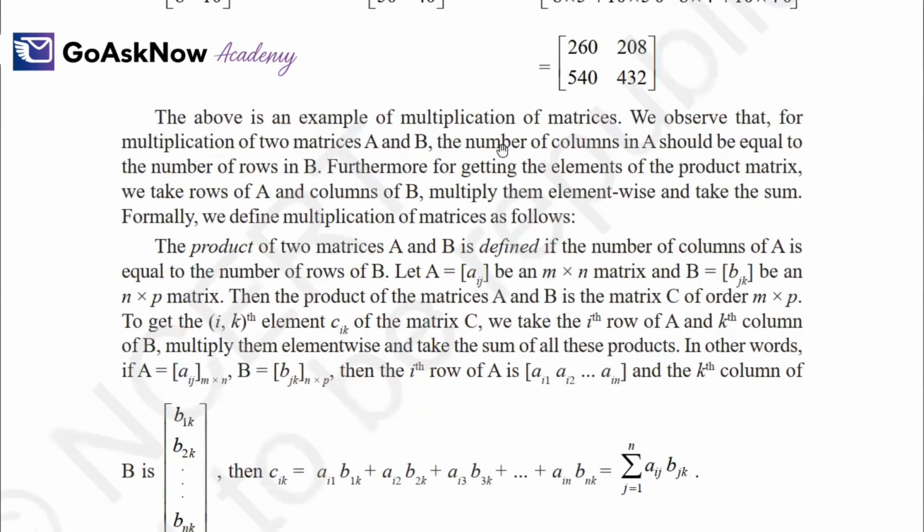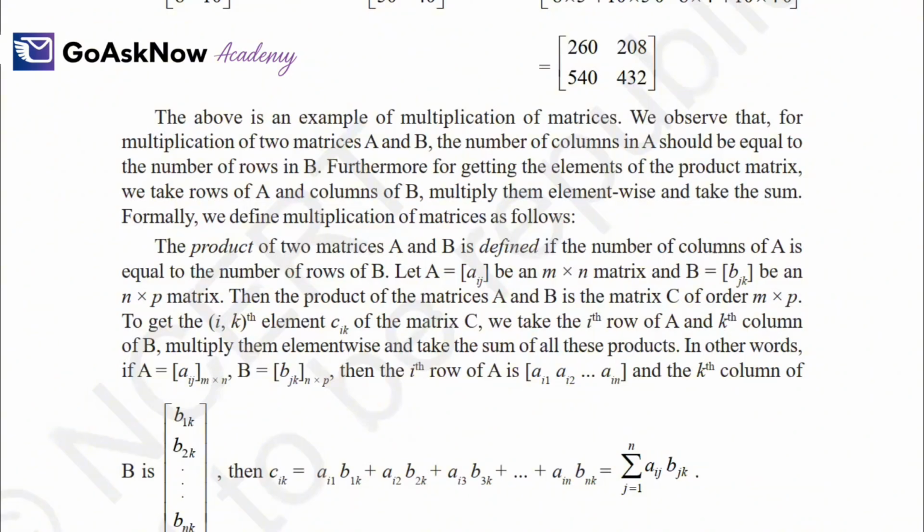The product of two matrices A and B is defined if the number of columns of A is equal to the number of rows of B. We have already talked in the previous discussion that the columns of A should be equal to the rows of B.